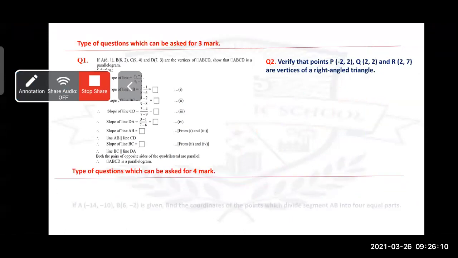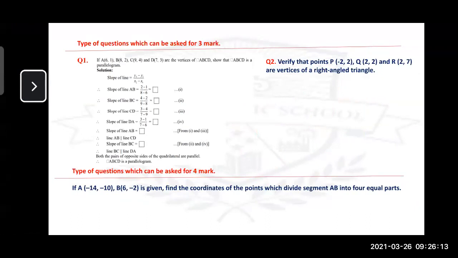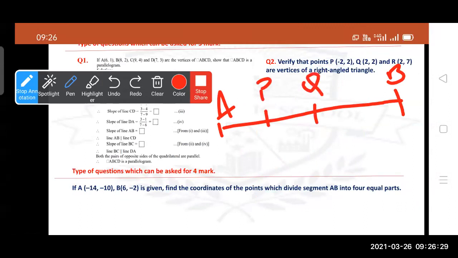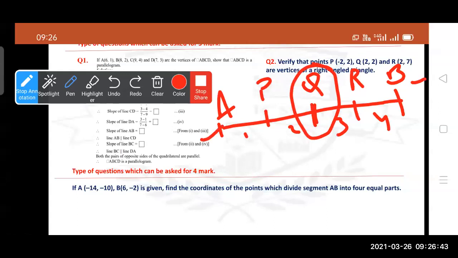And for a 4 mark question, AB is given. Find the coordinates of the points which divide the segment into 4 equal parts. For this question, you draw AB, which is divided into 4 equal parts. Take the points as P, Q, R. 1 part, 2 part, 3 part, and 4 part. Q is the midpoint. If you have the coordinates of A and B, then you can easily find the coordinates of Q. Here the word is equal parts. So from this, you find Q.